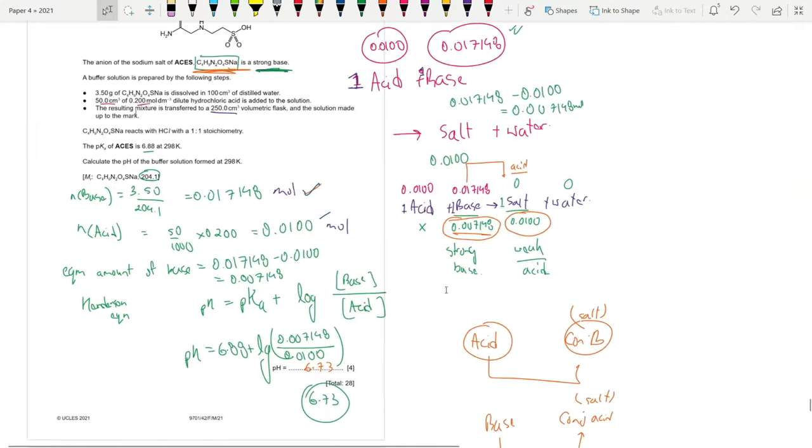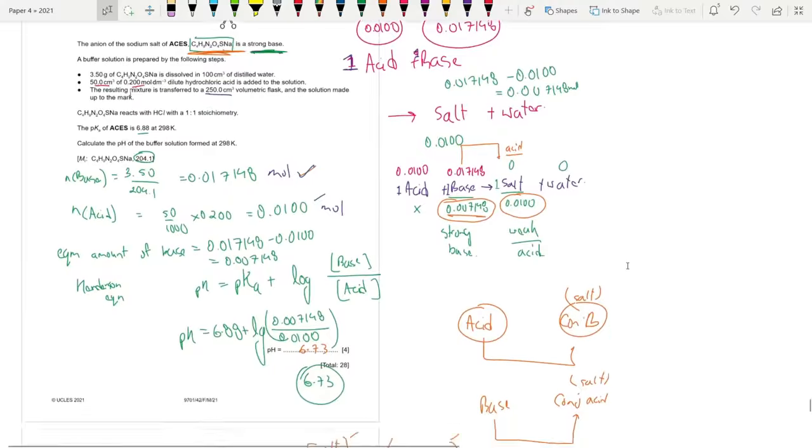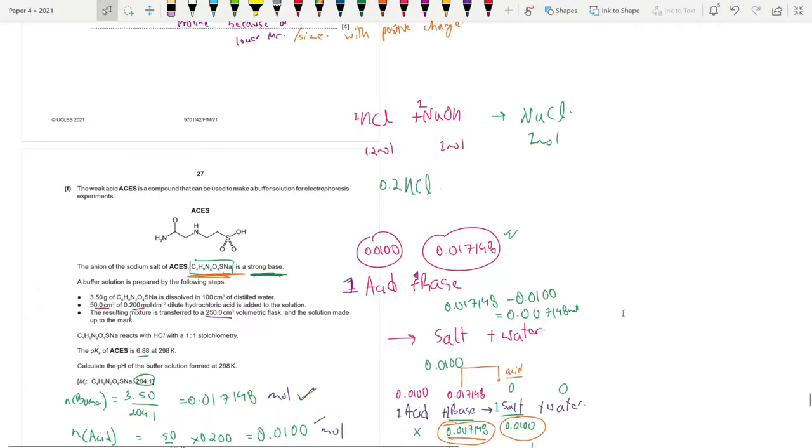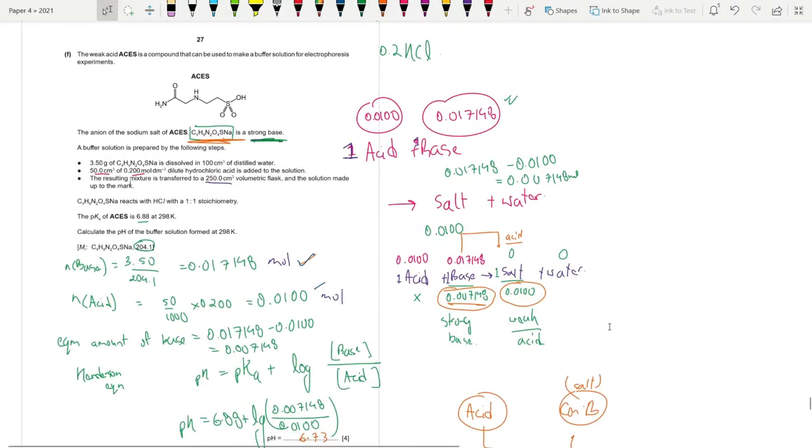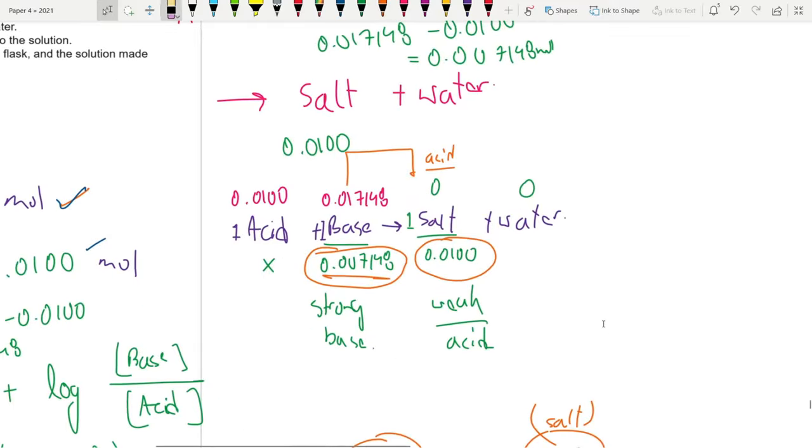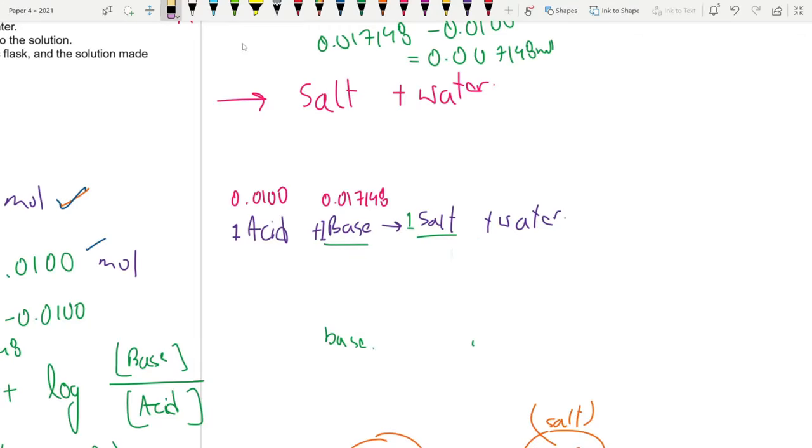Okay, now check this out. So guys, this is the reaction between the acid and base. They react in a 1:1 molar ratio according to the question. We had 0.0100 mole of acid and 0.017148 moles of base initially.